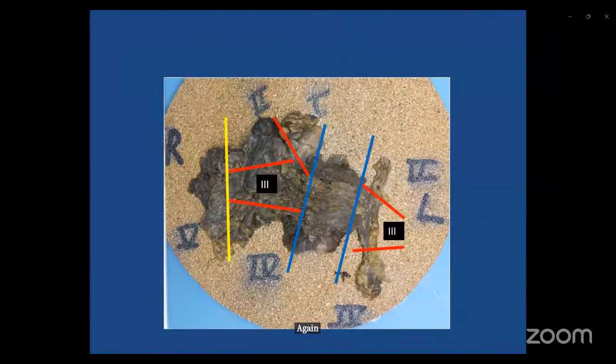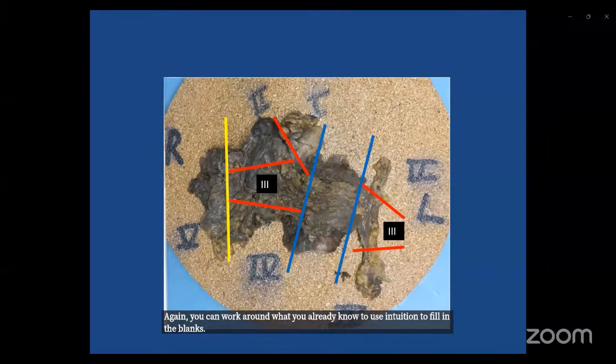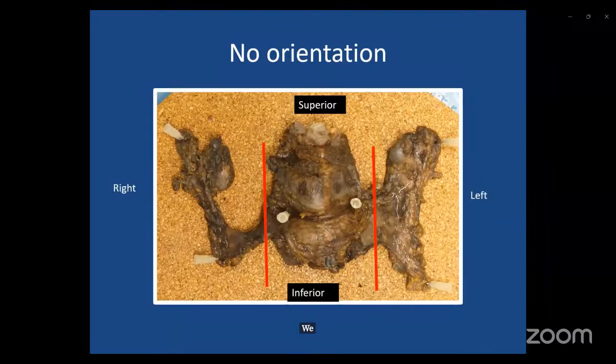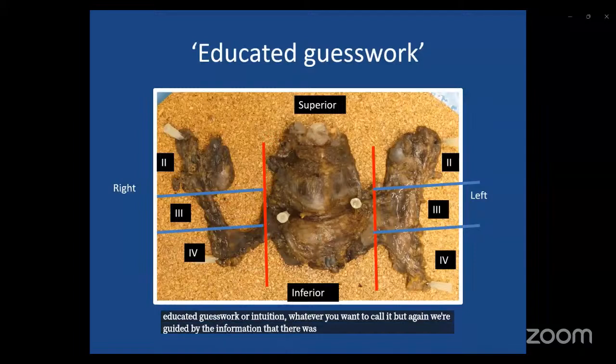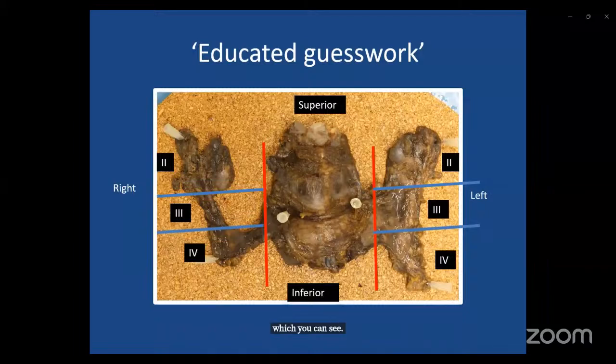Again, you can work around what you already know, using intuition to fill in the blanks. We saw this laryngectomy and bilateral neck dissection earlier, and this had no orientation whatsoever. Educated guesswork, or intuition, whatever you want to call it, but again we're guided by the information that there was likely to be a positive node in right level 2, which you can see. So that decided the division between levels 2, 3 and 4. So again, you can work around these things using the information you already know.